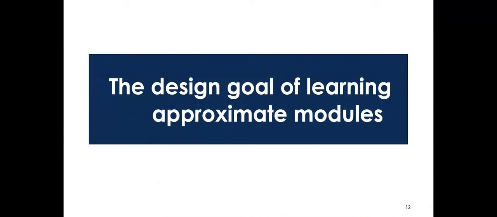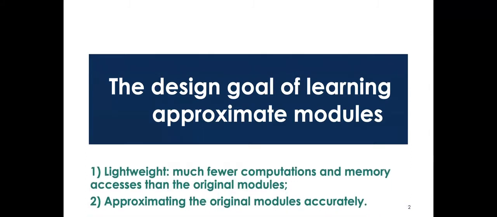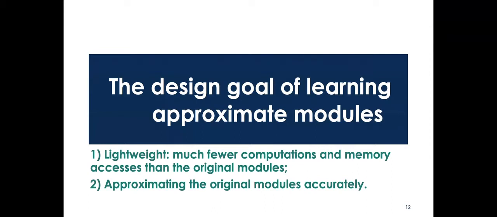With that, let's talk about how to get approximate modules. We need to achieve a twofold design goal. First, the approximate module has to be lightweight, with much fewer computations and memory accesses. Secondly, the approximate module needs to approximate the original module accurately to preserve the model quality. We adopt a learning-based optimization method to train the approximate modules.